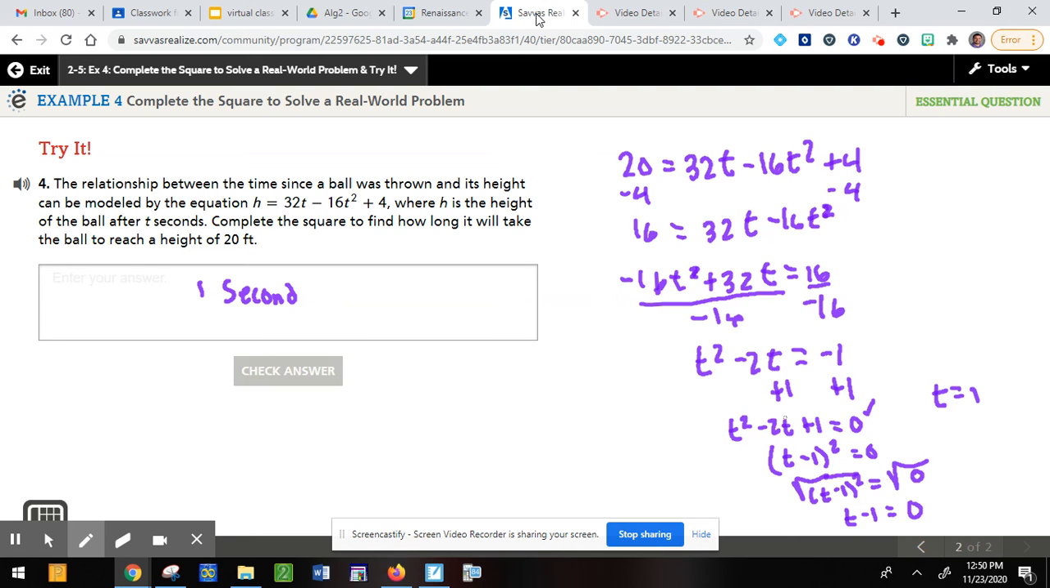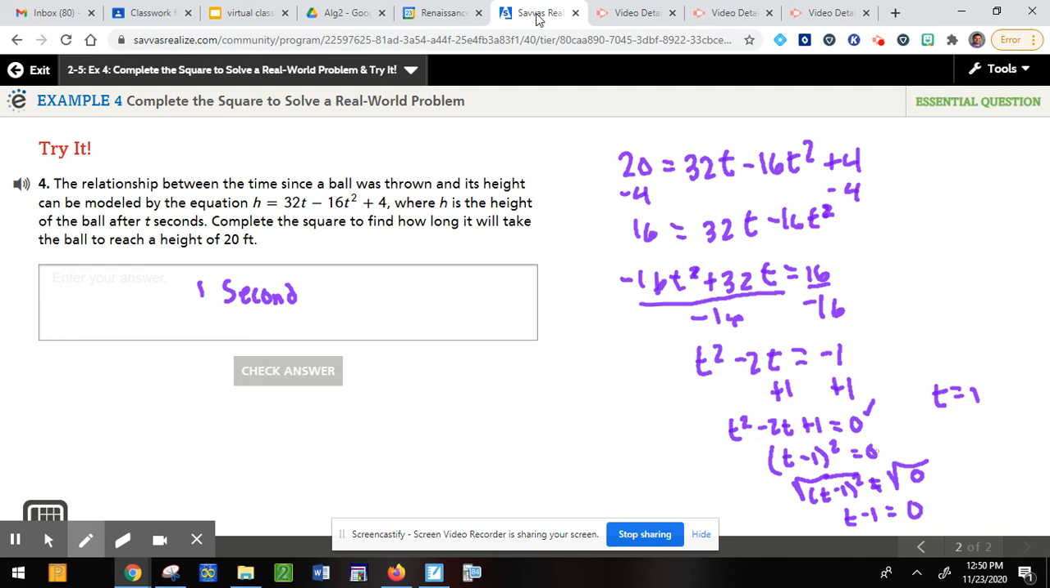So when you go ahead and complete the square, you complete the square by adding 1, but when you factor the perfect square that's there, you get t minus 1 squared equals 0. Take the square root of both sides, and when you take the square root of that, you get t minus 1. The square root of 0 is just 0. It's not plus or minus because it's 0. It doesn't make sense. So then you just add 1 to both sides.